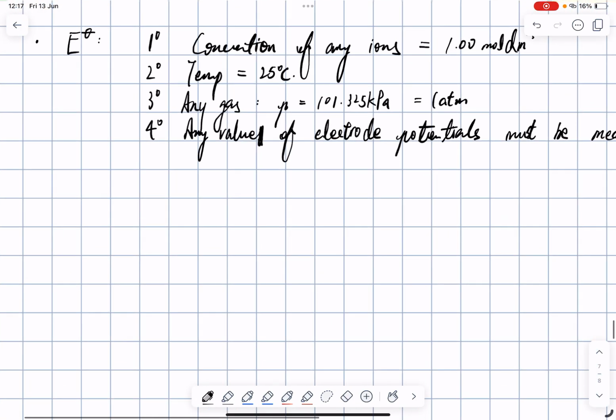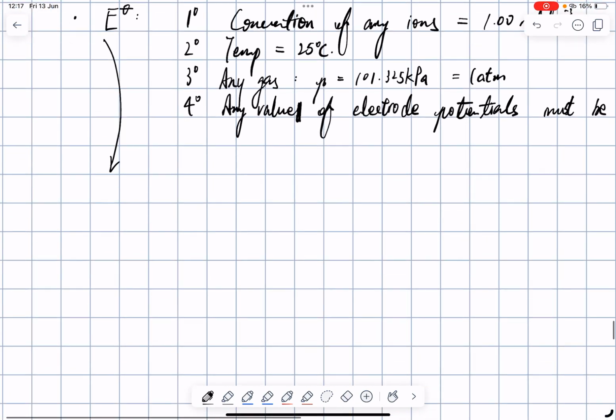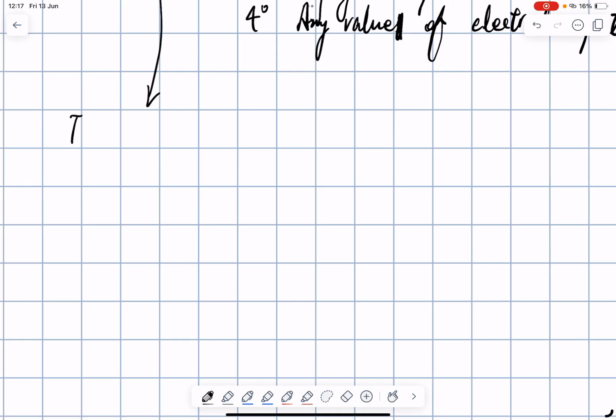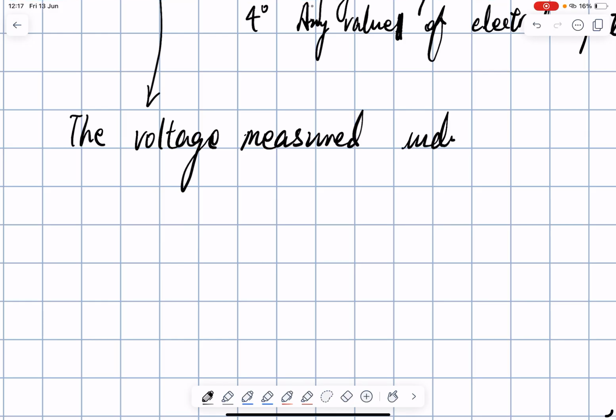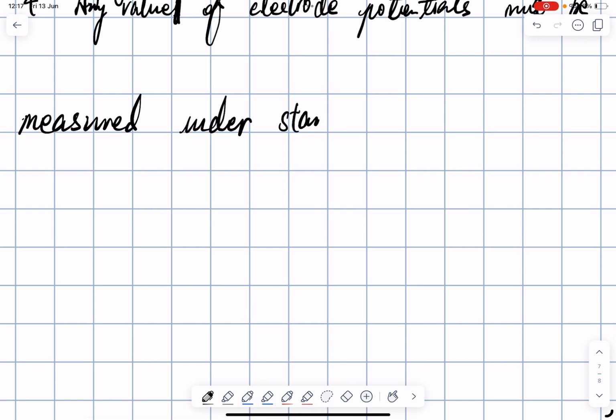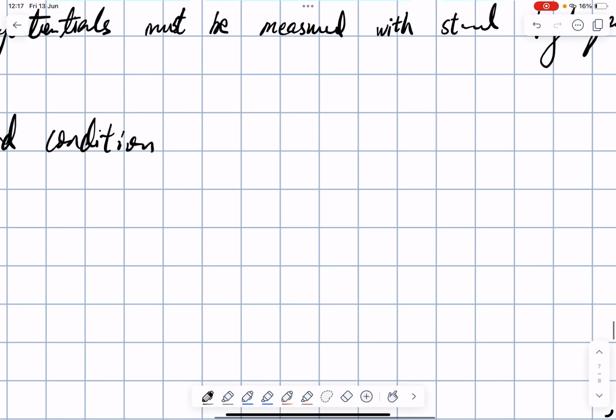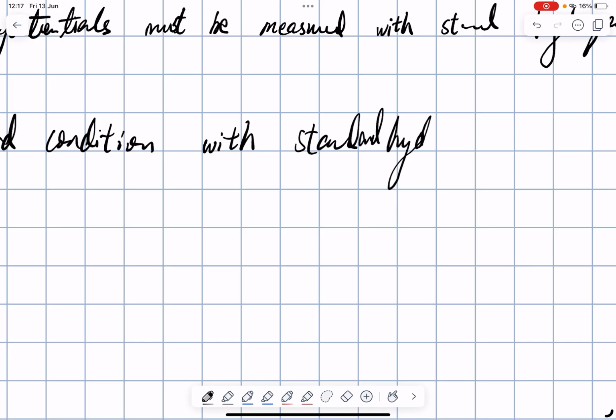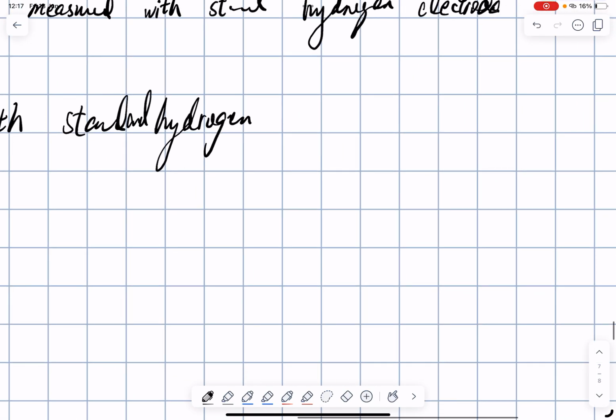So we can obtain a definition for this. The definition is the voltage measured on the standard conditions with the standard hydrogen electrode as another half cell.